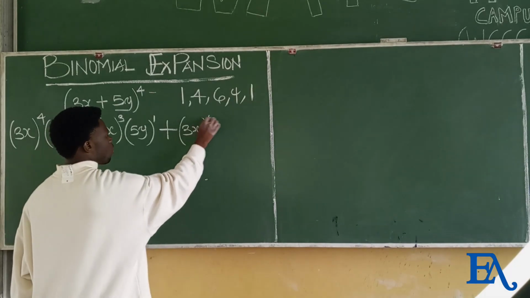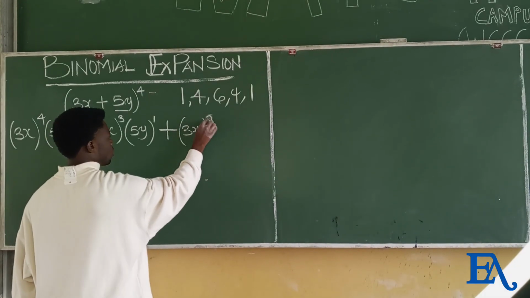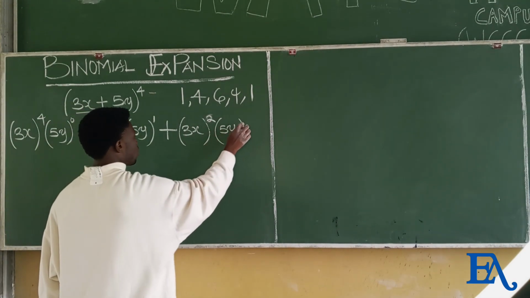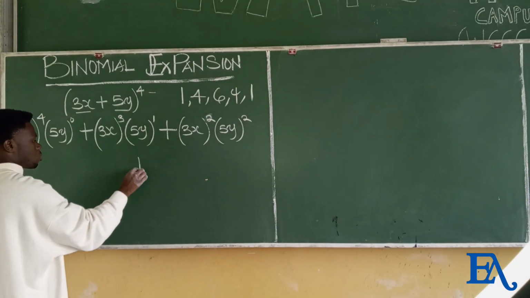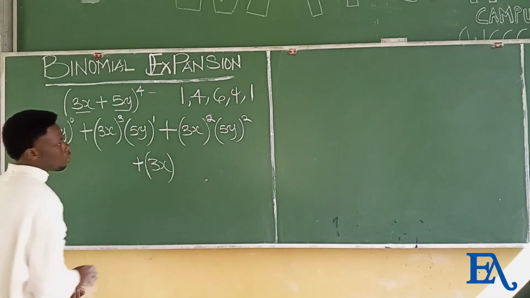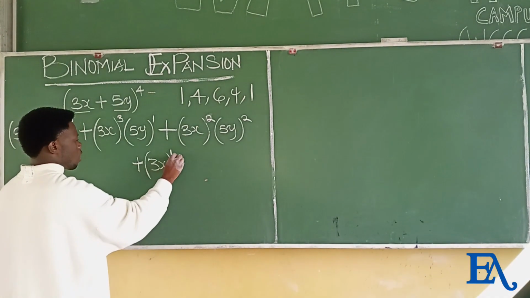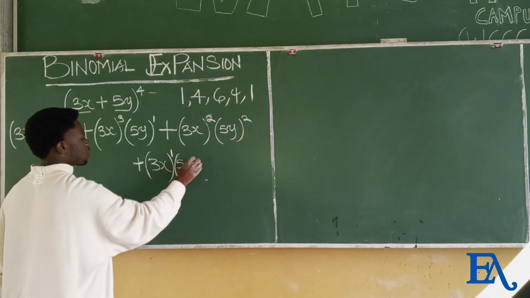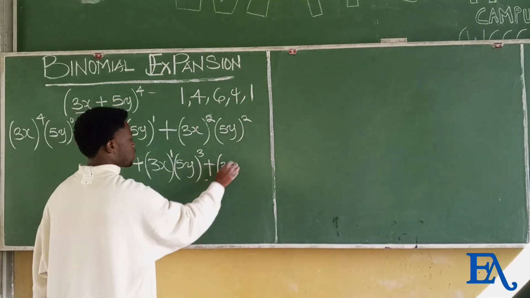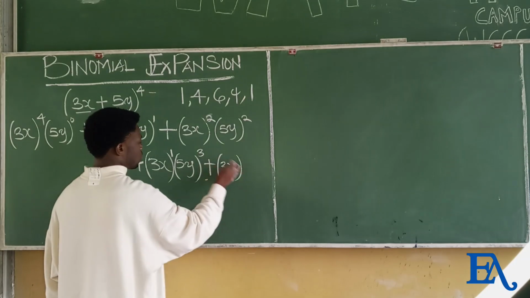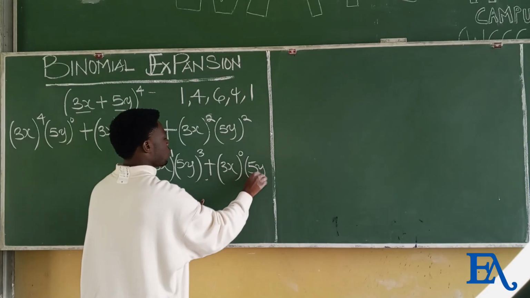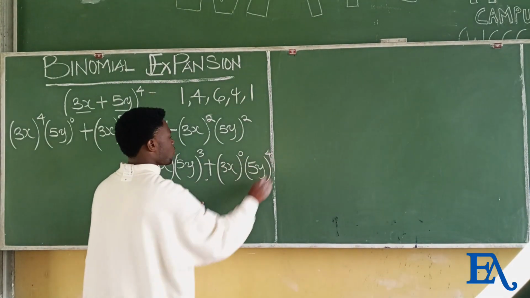3x raised to the power of 2, as it decreases from 3 to 2, and that of y increases from 1 to 2, plus 3x raised to the power of 1, decreasing from 2 to 1, and 5y raised to the power of 3, plus 3x raised to the power of 0 and 5y raised to the power of 4.